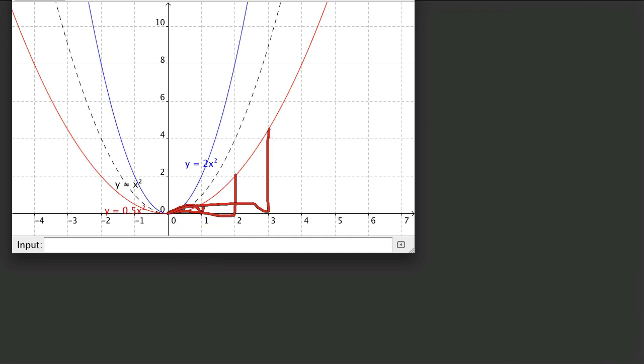So the coefficient a changes the width of the parabola, with numbers bigger than 1 causing parabolas to go up faster and be smaller or narrower than a regular y equals x squared parabola, and coefficients between -1 and +1 causing wider parabolas.